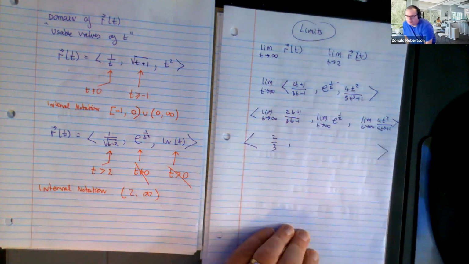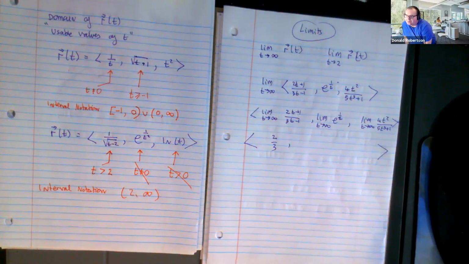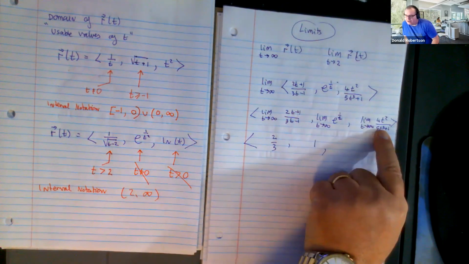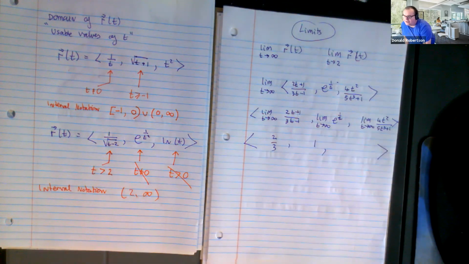I know that looks weird. What's e to the power of 1 over t going to get you? It's going to get you 1, isn't it? Couldn't you do that just by brute force? e to the 1 over infinity, e to the 0, e to the 0 is 1. Okay. What about the last one, 4t squared over 5t cubed plus 1? What would be the limit of that guy as t goes to infinity?